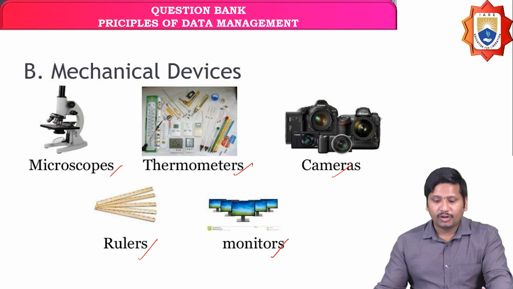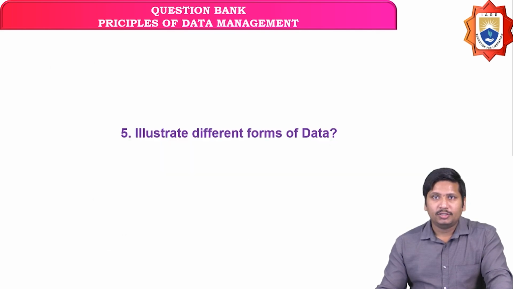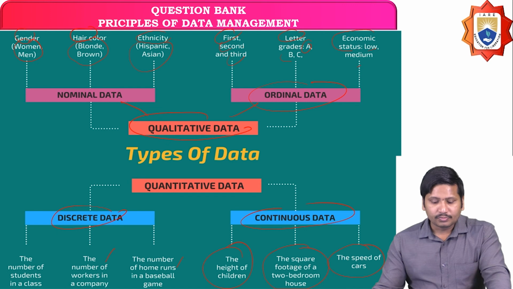And devices for gathering the data will be microscopes, thermometer, cameras, rulers, and then monitors. And what next is, what are the different forms of the data? So different forms of the data will be qualitative data and then quantitative data. So the qualitative data will be nominal and ordinal, and the quantitative data will be discrete and continuous.